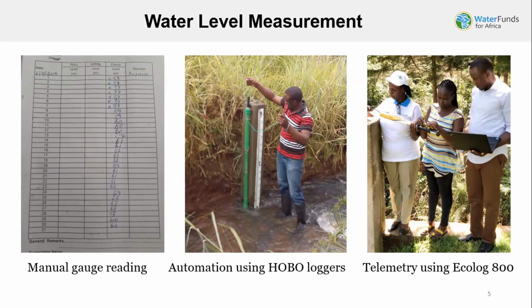Now, stations whose data is required to make informed decisions on a daily basis were further upgraded to telemetry using this particular equipment called an Ecolog 800. The equipment logs and transmits data to a central database every 2 hours or at a user-defined interval. So if you want your data to come to your desk every 30 minutes, you just come and program it like you're trying to do here, to send data every 30 minutes or 2 hours.